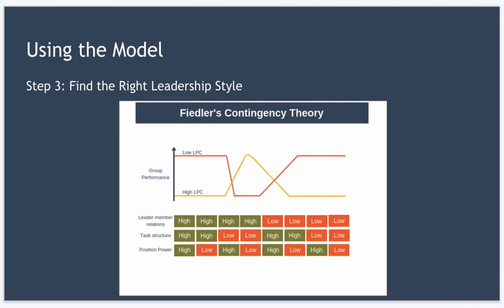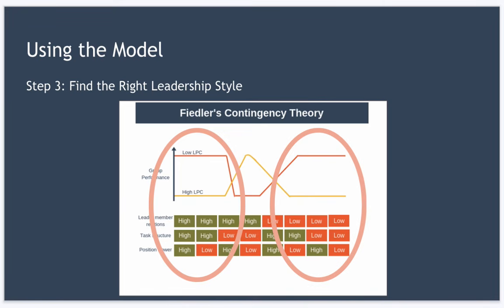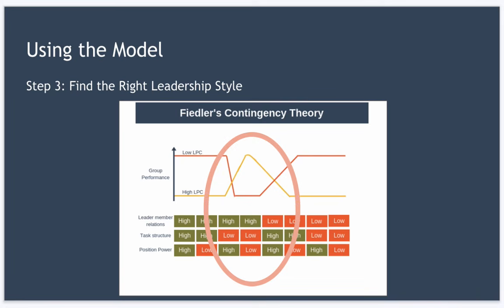Now, it's important to realize that the red line in this diagram represents task-oriented leaders, and the yellow line represents relationship-oriented leaders. Now, in general, what you can see from this diagram is that when situations are highly favorable or highly unfavorable, then the task-oriented leader is the most effective. It's only in the middle area where situational factors are mixed that the relationship-oriented leader is the most effective.